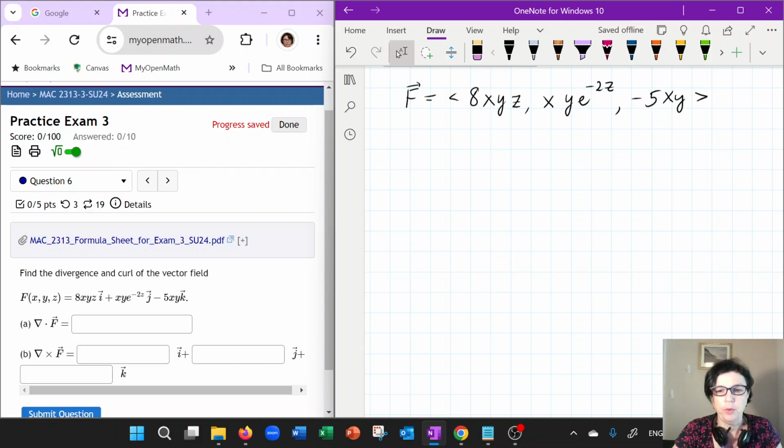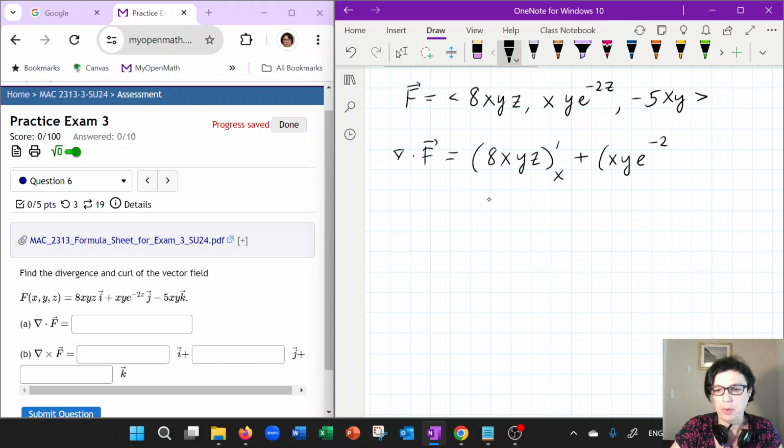Hi guys, in this video we are going to review finding divergence and curl of a vector field. So first, divergence. The notation for divergence would be the del operator dotted with the force. What that means is that you are really applying the partial derivatives to each component and adding up the results. So the first component, 8xyz, you take the derivative with respect to x, plus the second component with respect to y, and then plus the last component with respect to z.